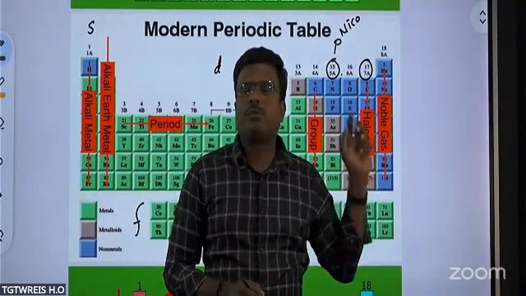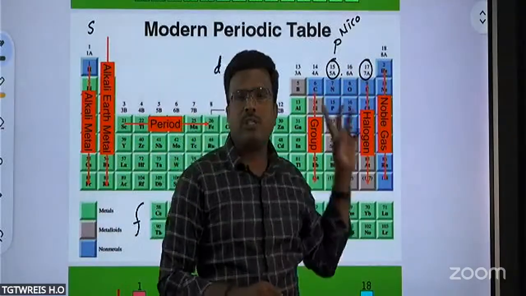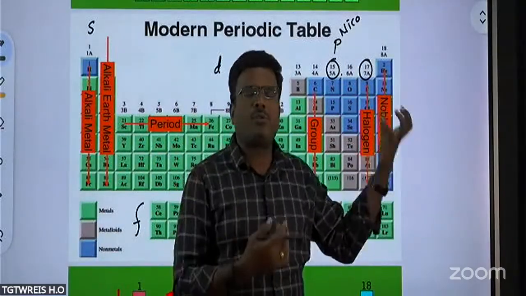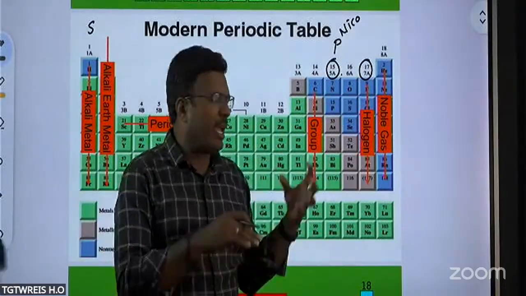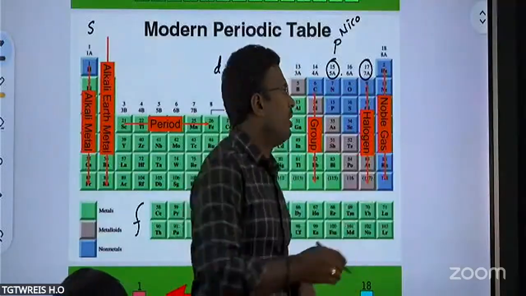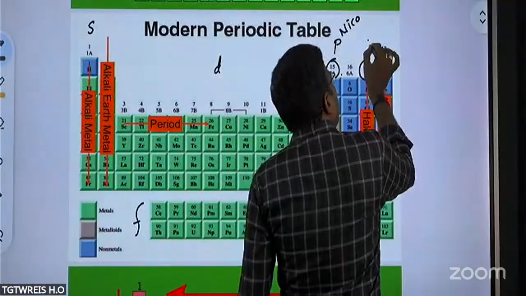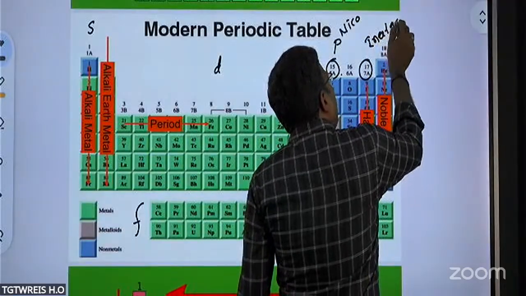The final group is the 18th group, or 8th A group. It is also called noble gases, aerogens or inert gases. This type of gas does not take part in chemical reactions, so it is also called inert gas. What is called inert gases? Inert gas, right?